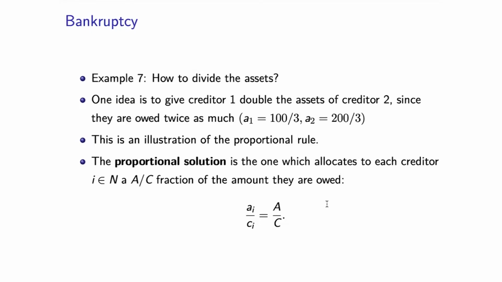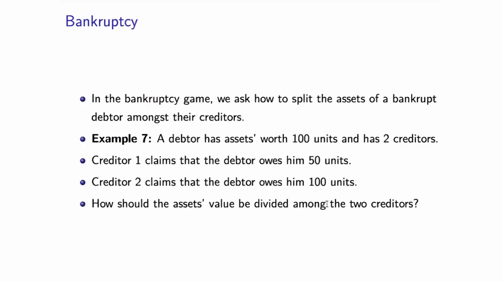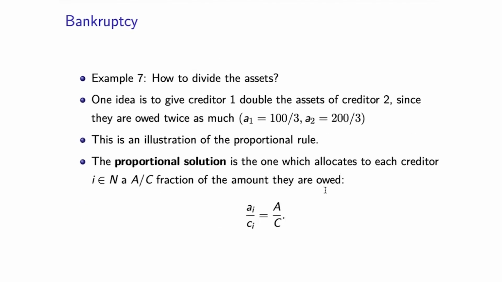So one simple idea is that we should give creditor 1 double the amount that we are giving to creditor 2, right? Why is that? So remember that creditor 1 claimed 50 and creditor 2 claimed 100. So we should actually give creditor 2 double the amount. So this should actually be reversed. So creditor 2 gets double the amount of creditor 1, right?